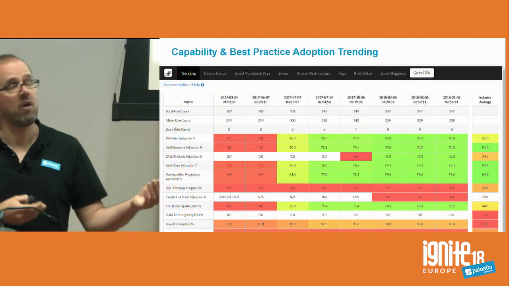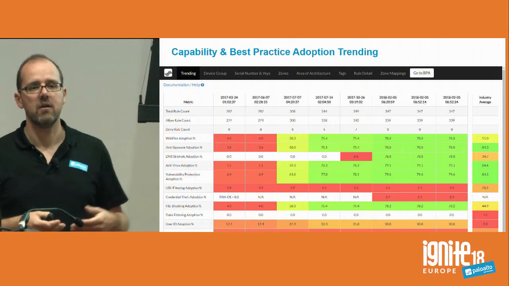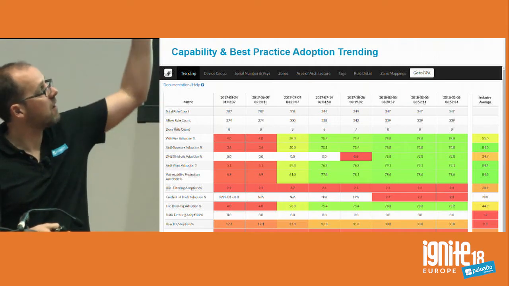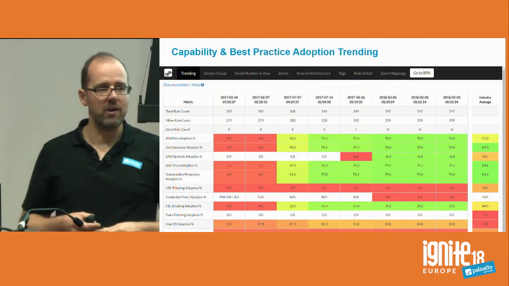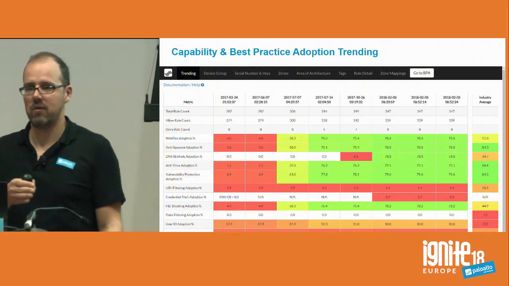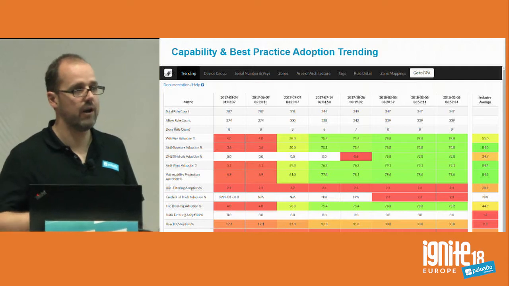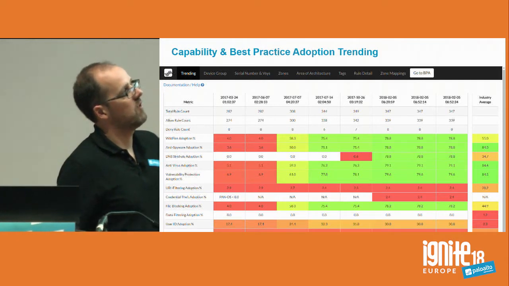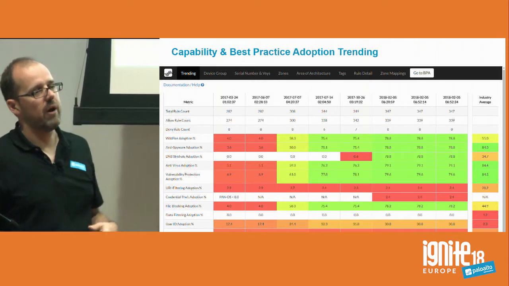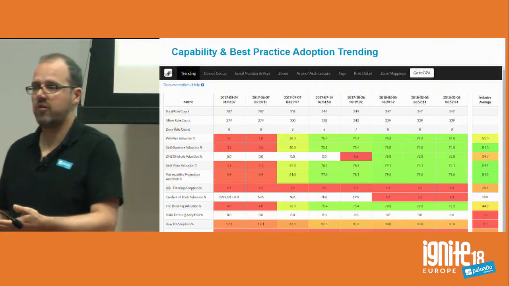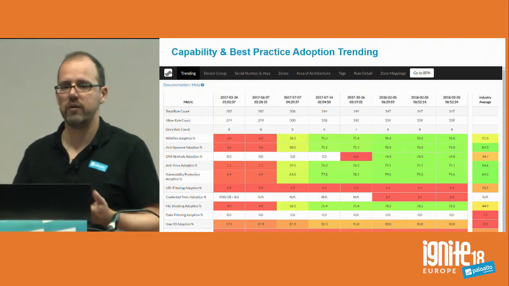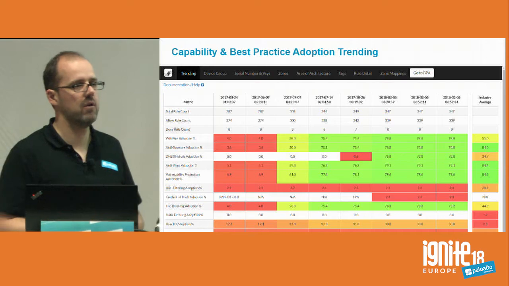So here you see over the course of 1 year, in this config, a lot of capabilities went from practically no adoption to a very good state. As you can see in the last column, there is a comparison to the industry, to your specific industry. So you see how you're doing compared to other companies in your vertical.